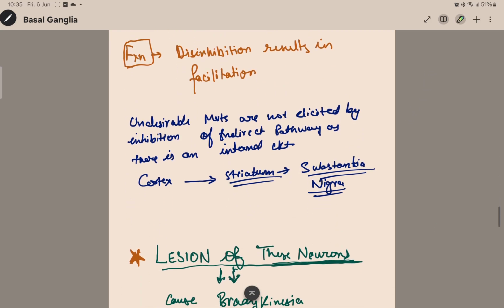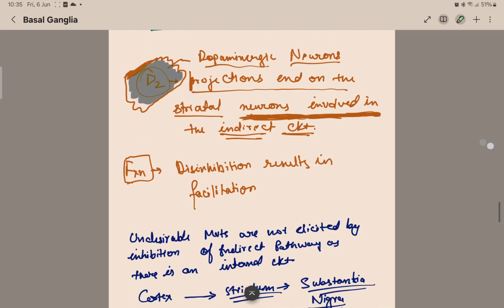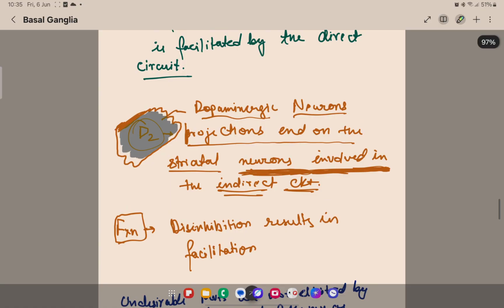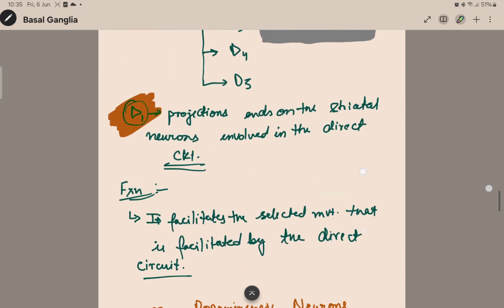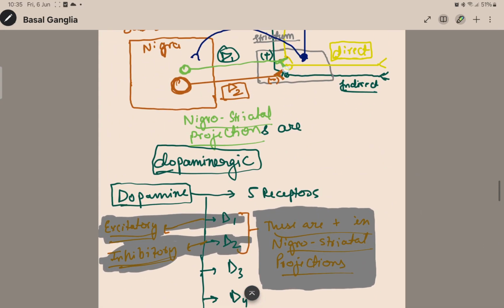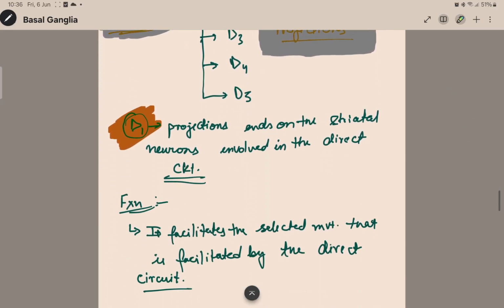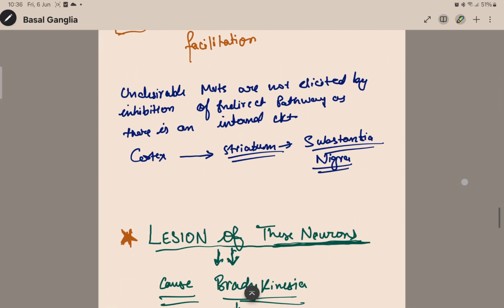So what is the function of this? That disinhibition results in facilitation. Disinhibition of what? Disinhibition of these indirect circuits, inhibition, and excitation of the direct circuit causes the elicited response. Now we can say if these are inhibited, facilitation is high.